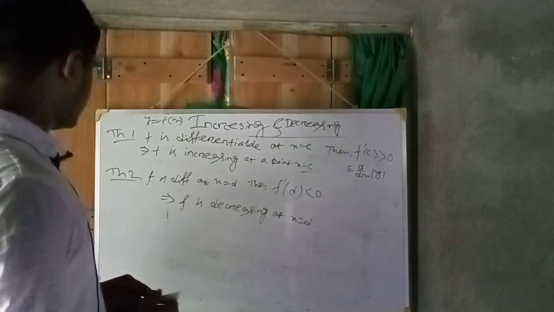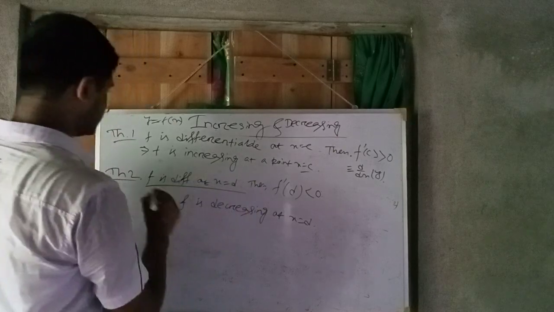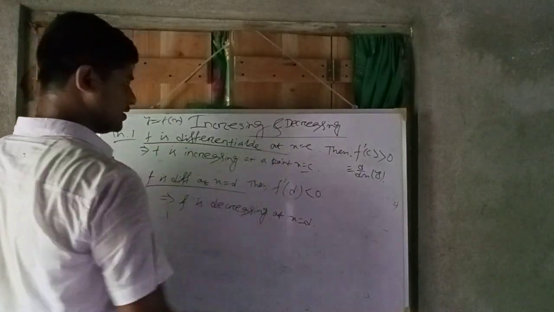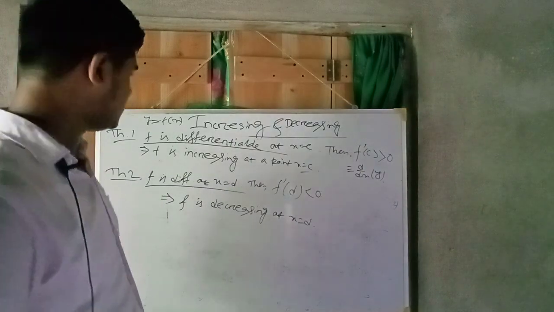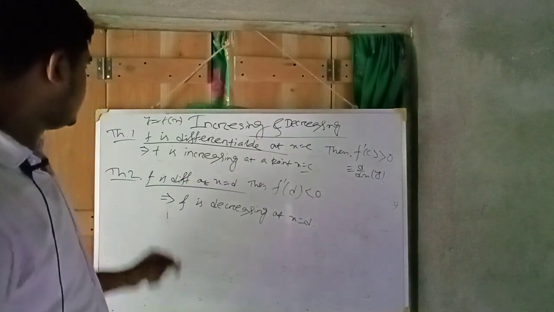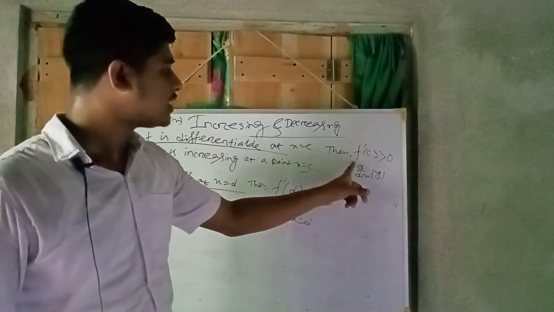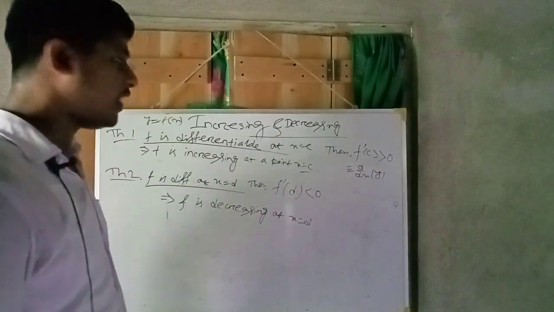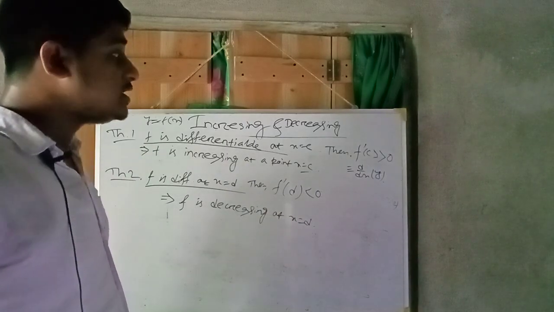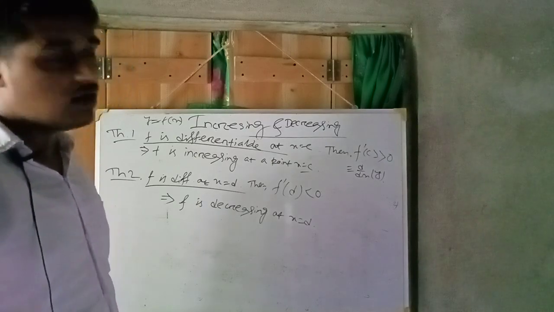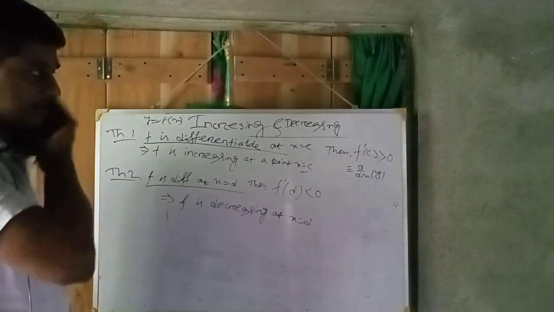This condition is mandatory in both cases: f is differentiable, so the left hand derivative and right hand derivative are the same. It is very simple. In this situation, we only check the condition on f dash c, the first derivative of the function f(x), which is greater than 0 or less than 0. So the sign is greater than or less than.